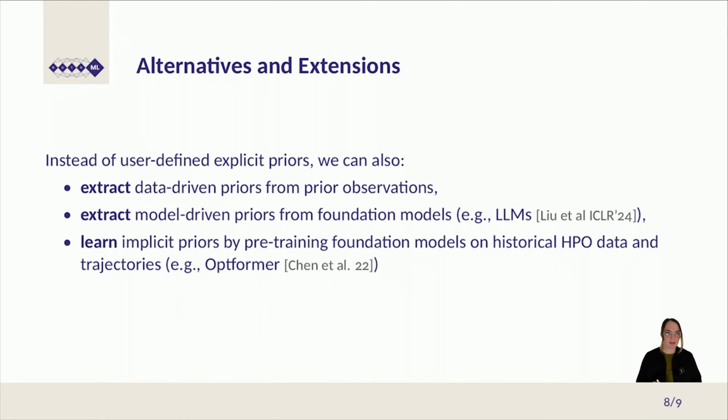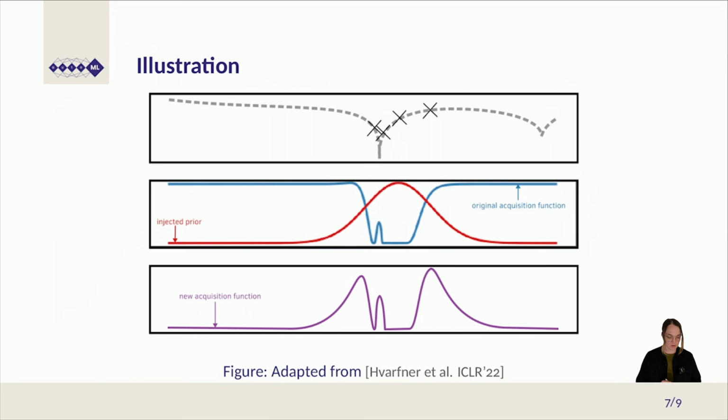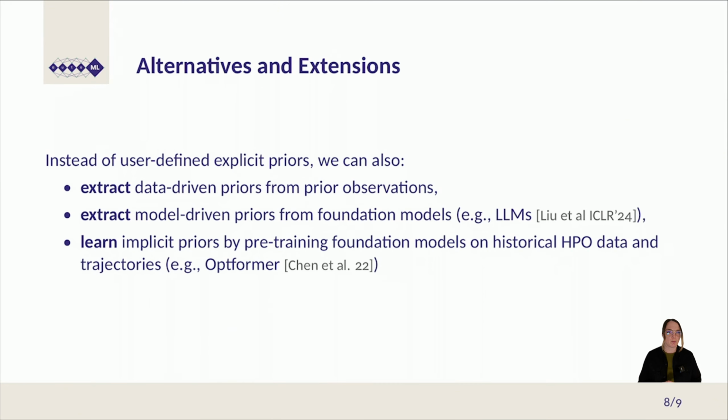Of course, there are many alternatives and extensions to this idea. Instead of user-defined explicit priors, as said before, we can also extract them data-driven, so we can learn this red function here based on data that we have collected on prior observations, prior data sets. But we can also extract these model-driven priors from foundation models. They do encode a lot of the knowledge that we have.